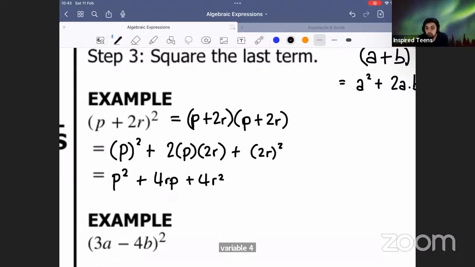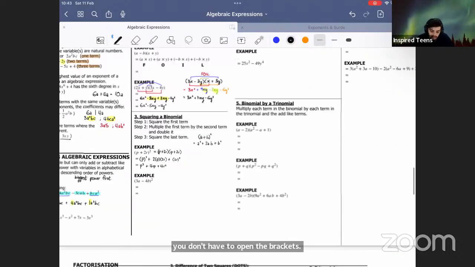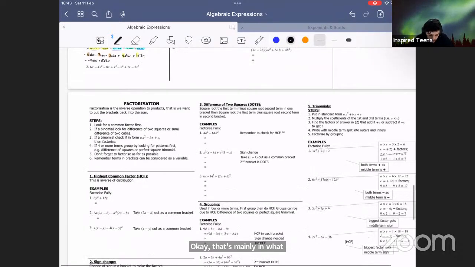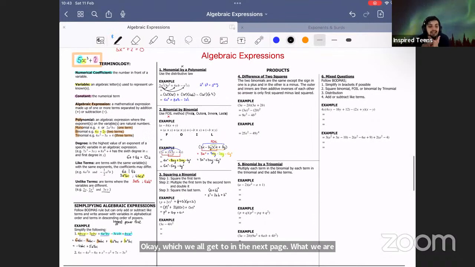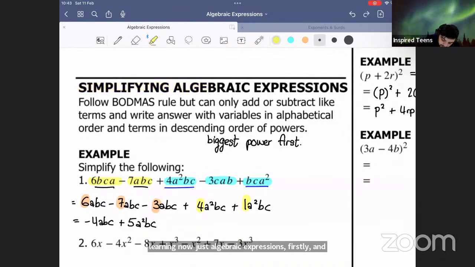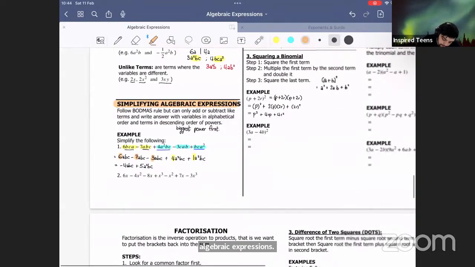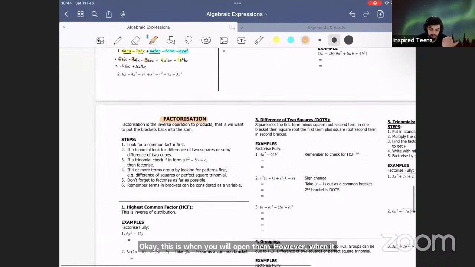Is there ever a time where you don't open the brackets, or do you always have to open them? Okay, so that's a good question. There are times where you don't have to open the brackets. Okay, that's mainly in what we call factorization. Okay, which we will get to in the next page. What we are learning now are just algebraic expressions firstly, and simplification of algebraic expressions. Simplifying algebraic expressions. Okay, this is when you will open them. However, when it comes to factorization, that's a different case.